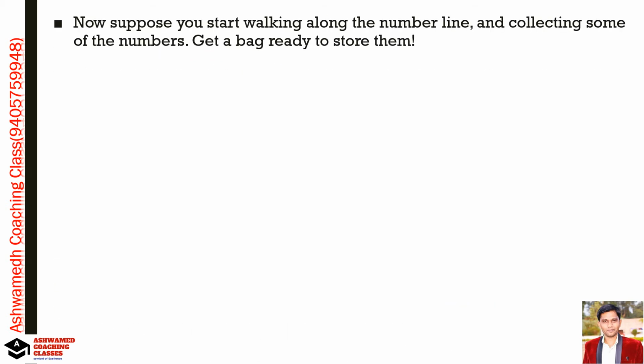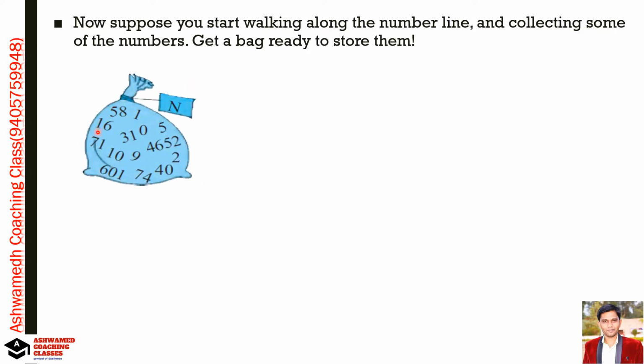Now suppose you start walking along the number line and collecting some of the numbers, get a bag ready to store them. Suppose we take the bag and are ready to store them in the bag. We get all the natural numbers like this. That bag contains the set of natural numbers, because we are collecting them from 1, 2, 3, 4 and so on. All that set of numbers is called what? Natural numbers.